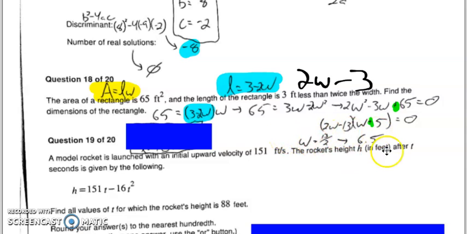So you're going to want to take the more realistic answer. A lot of times you'll have one positive, one negative result. Negative dimensions would not make sense. So if my width here, after solving for w, is 6.5, that'd be 6.5 feet. I'd plug that into my length equation, and I would get 10 feet for the length.